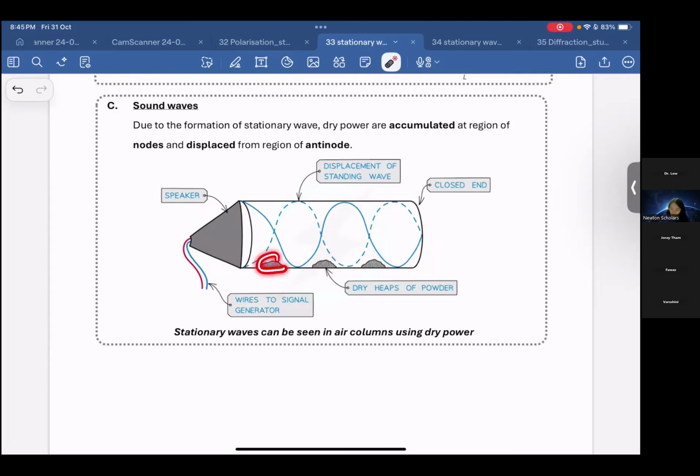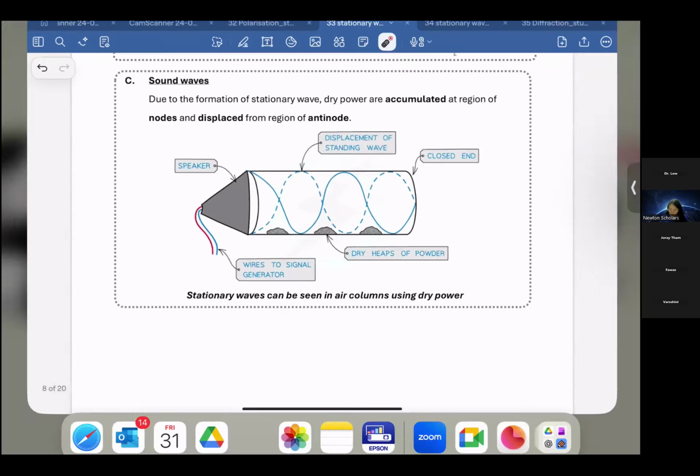If the powder can accumulate here, that means this point is actually a node. If it is an anti-node, the particles will vibrate and move the powder away. So those parts without powder are anti-nodes. Okay, let me show you.